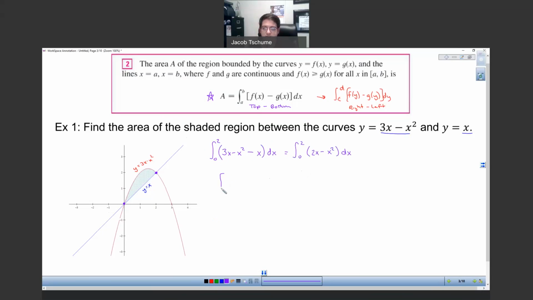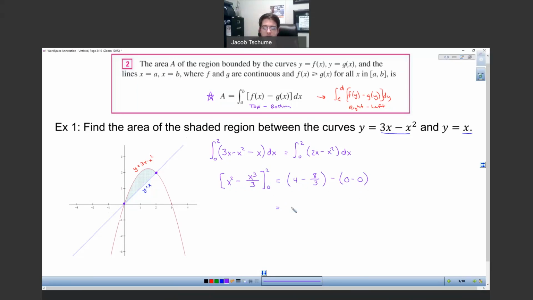So when you integrate this, you should get x squared minus x cubed over 3 evaluated from 0 to 2. So if you plug 2 into both of those numbers, 2 squared would give you 4, and then minus 2 cubed would give you 8/3. Minus, and if you plug 0 into both of those, you just get 0.